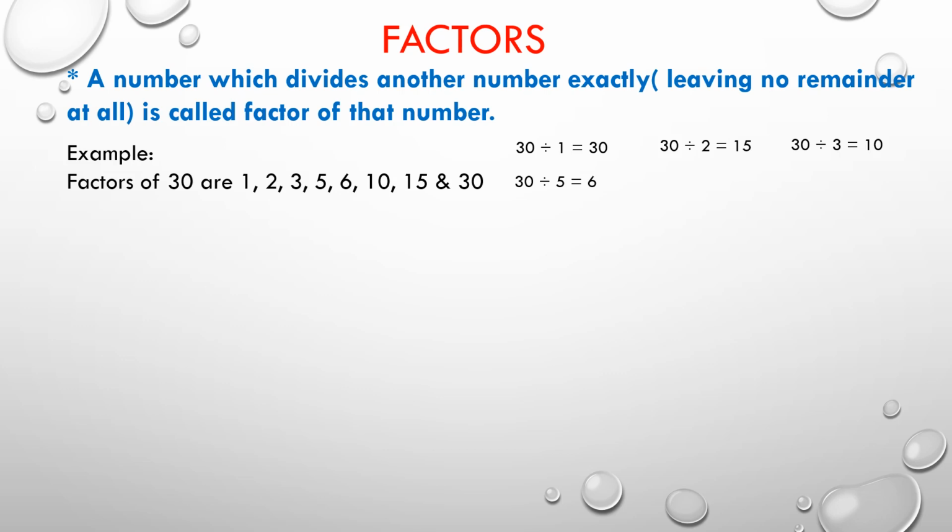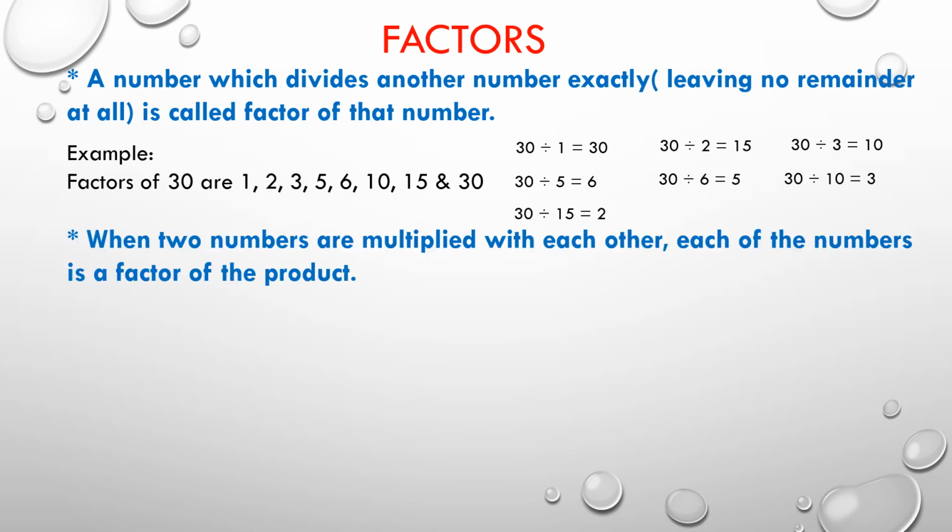So, a number which divides another number exactly, that means 5 is the number which divides 30 exactly, no remainder. So, 5 is called a factor of 30. Similarly, 6 is a factor of 30, and 10 and 15 also divide 30 exactly without leaving any remainder. So they are also factors of 30. Clear? Next, when two numbers are multiplied with each other, each of the numbers is a factor of the product.